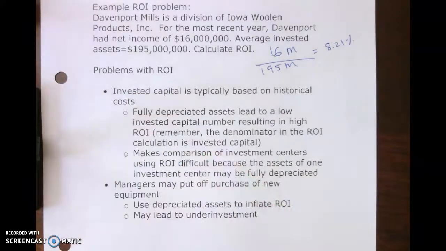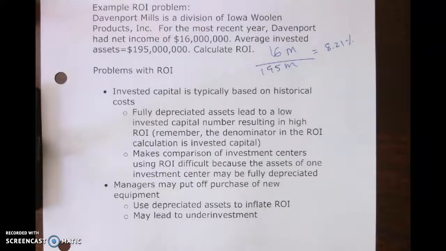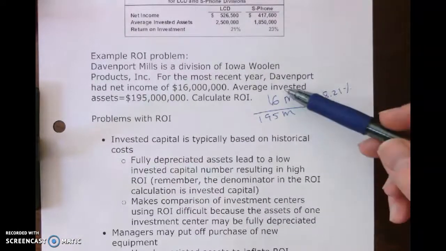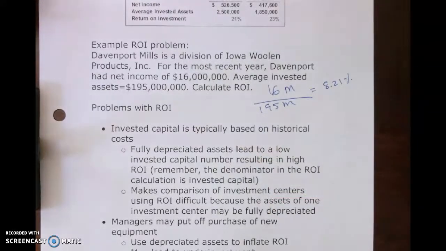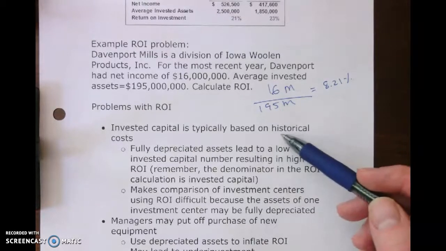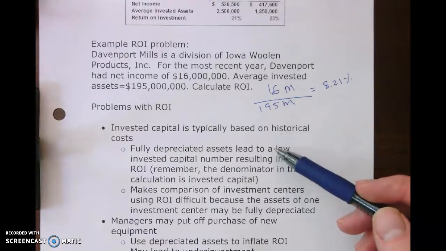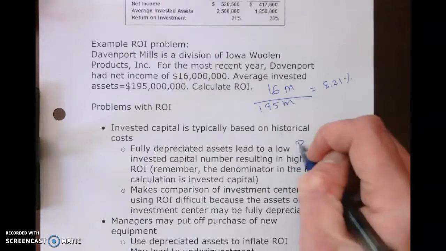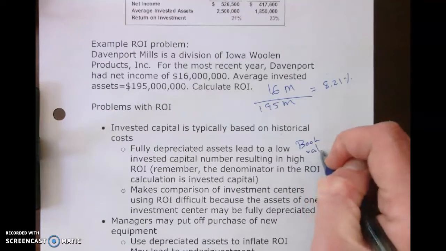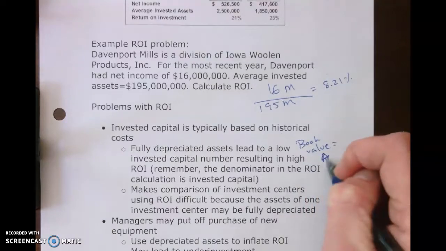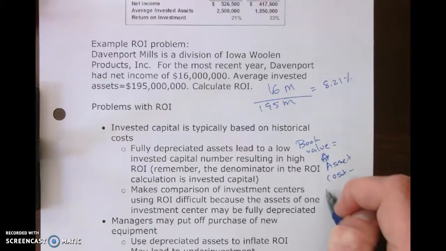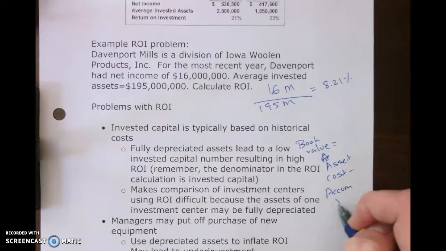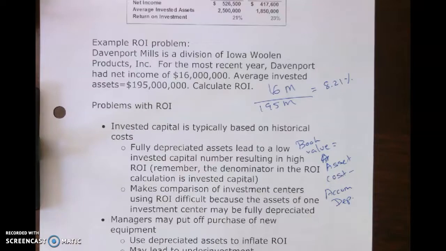Getting back to some of the problems with return on investment, when we look at the denominator, it's our invested assets. The problem is our invested capital or invested assets is based upon historical costs. So it's based upon the book value of our assets. And so if you remember book value, the way we calculate our book value is we take our original asset cost minus our accumulated depreciation. And then that gives us our book value.